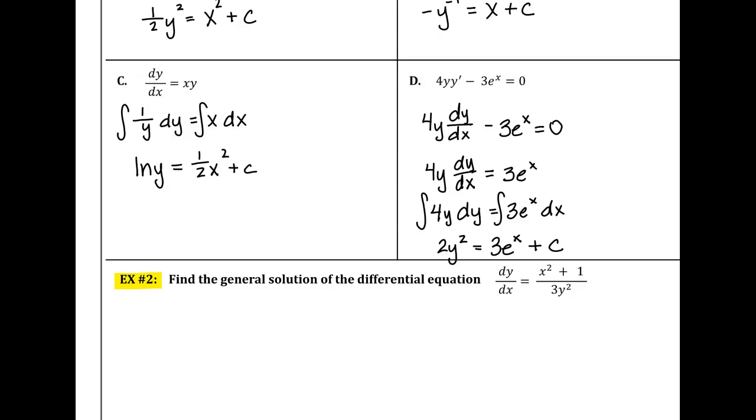Once again, Samantha, why do I not have a plus c on the y side? That's right, you really could, but you don't need it, right? That 1 plus c on the x side takes care of all of it. All right, let's look at example 2.